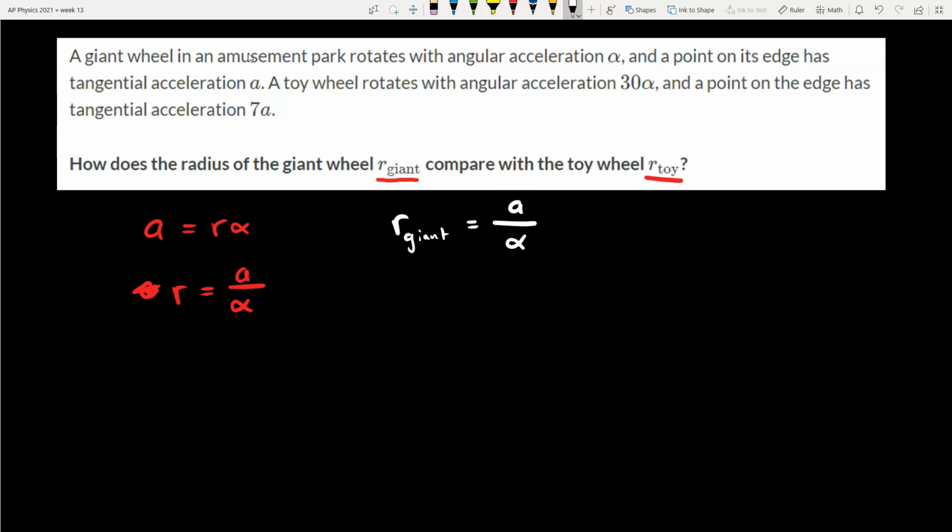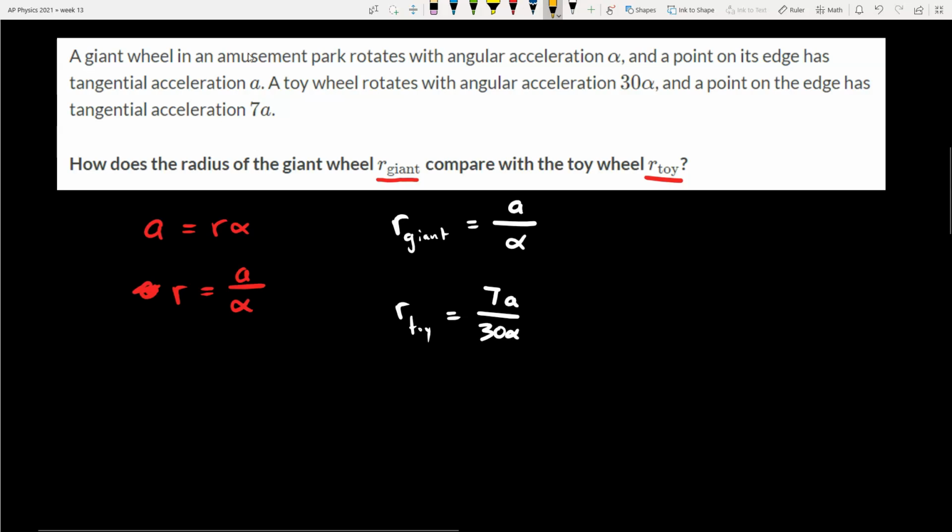Good? Now let's look at the toy wheel. So radius of the toy is equal to angular acceleration 30 alpha. So now on the bottom where alpha was, I'm going to put 30 alpha. And the tangential acceleration is 7a.